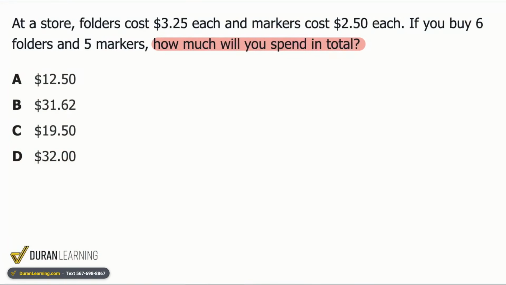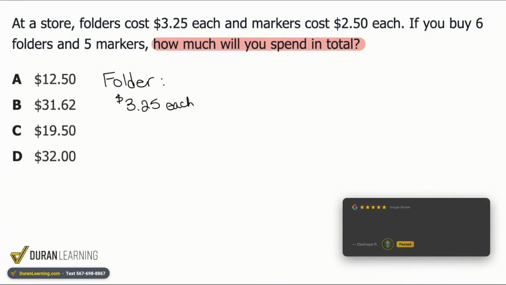So now that I have that in my head, I'm going to read through the story, and I'm not going to do any operations. I'm not going to actually calculate until I know what the number means. So here it says, at a store, folders cost $3.25 each, and markers are $2.50 each. If we buy 6 folders and 5 markers, how much are we spending in total? So what that tells me is, okay, cool, we're talking about folders. My folders are $3.25 a piece.